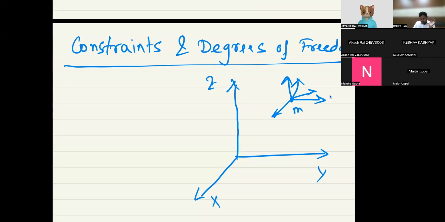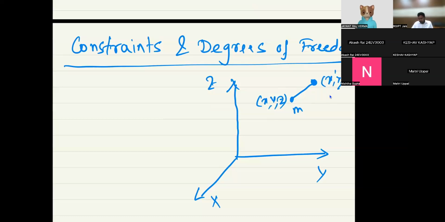But once it moves, how many coordinates do you need to represent that movement? Three coordinates, X, Y, Z. So let's say the mass has moved from here to here. The original position was X, Y, and Z, and the new position is X prime, Y prime, and Z prime. That is the benefit of a coordinate system.